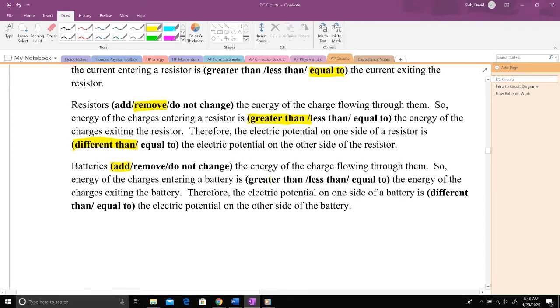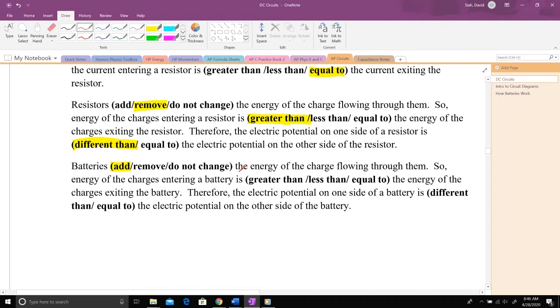Well, that's weird. There's a typo. Oh my gosh, I got this grammatical error there. That's terrible. Batteries add. I guess I didn't have a good way of doing the grammar there, because you'd say they add to the energy of the charges flowing through them, or they remove from, right? Or they do not change the energy of the charge. See, grammatically I had to have different ways to write that for the three different options.